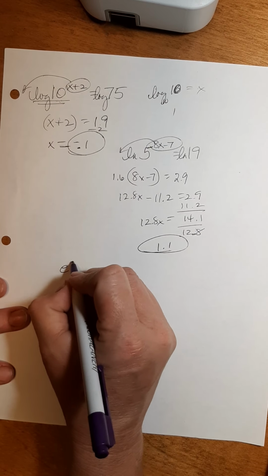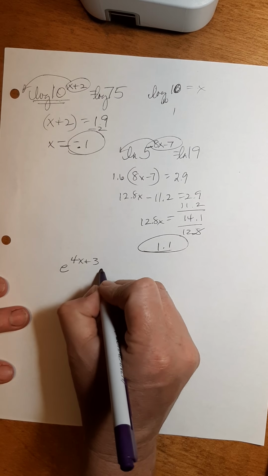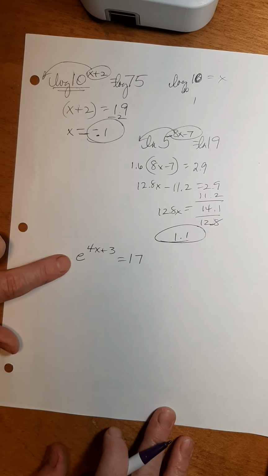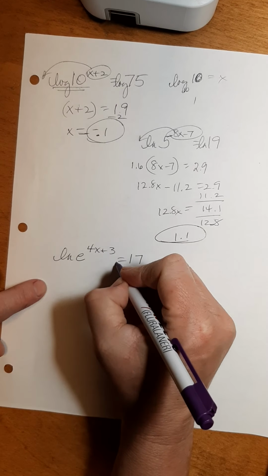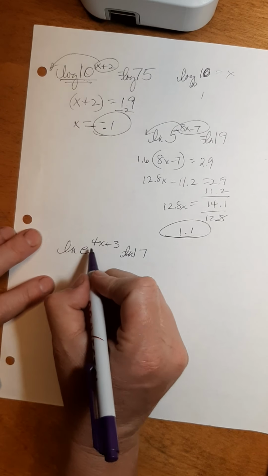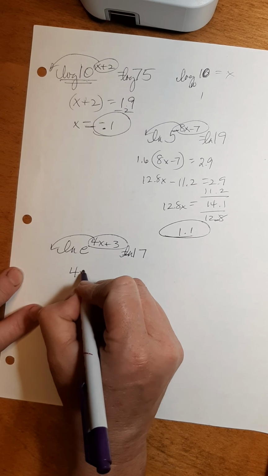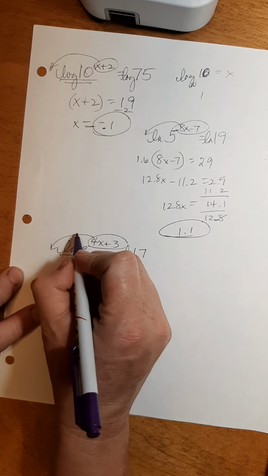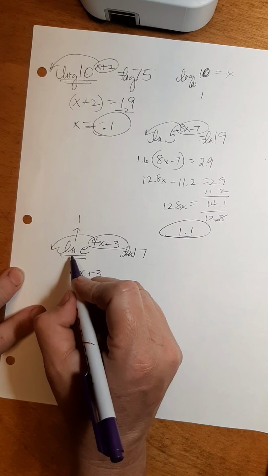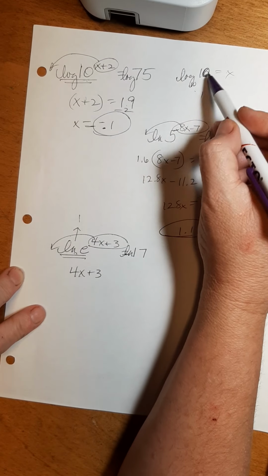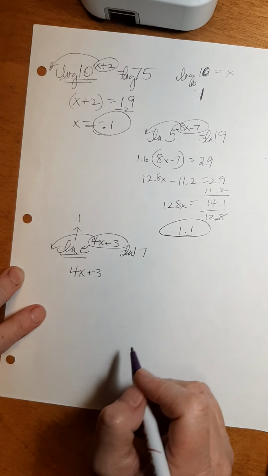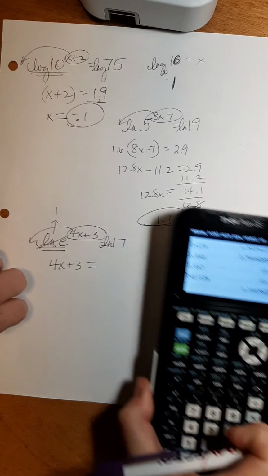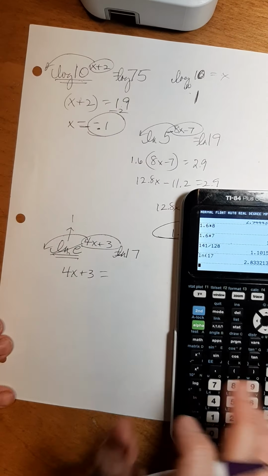Now, let's say one last one. If I gave you something like this, since it's base e, you would have to take natural log. And so this comes out front just like normal, but something good happens because the natural log of e is 1, for the same reason that log base 10 of 10 is 1. So when you take the natural log of both sides, that cancels. Then you just have natural log of 17, 2.83.